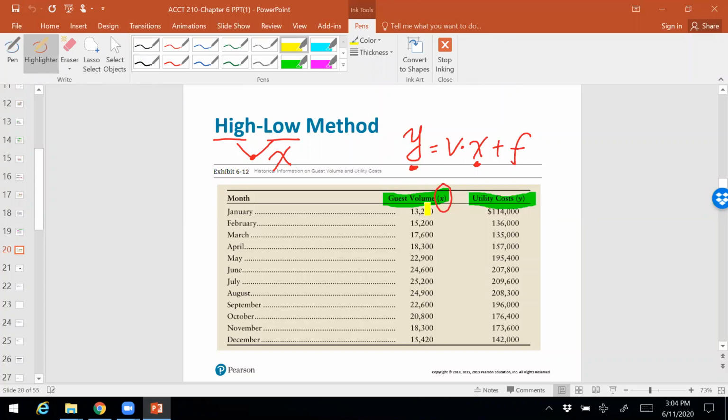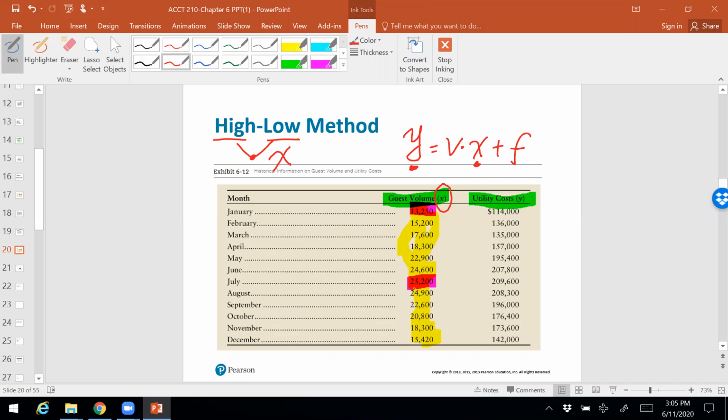First we focus on the X. We only look at all these X numbers. We don't even look at the Y. And then you tell me which one is the highest. The highest I found is 25,200 in July. And the lowest one is 13,250. So this is my answer. I hope you found the same points as me.